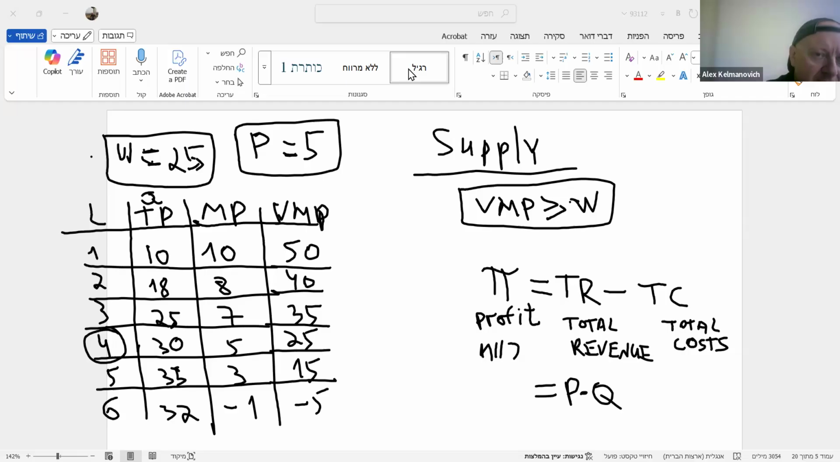Total product and Q are the same. So price times quantity is our revenue, and which cost do we have in this example? In this case, we have only the wage of workers. Okay, this is our only cost.